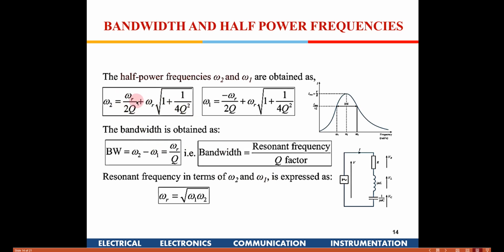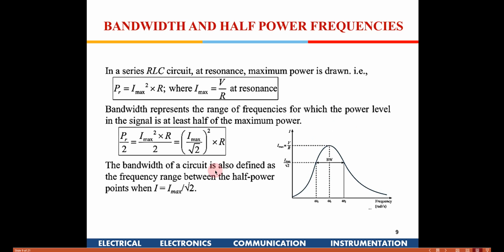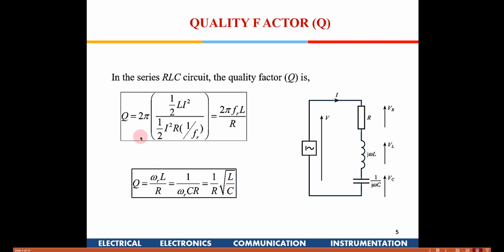This is again the same, and it is written out here. So these are the formulas to compute omega 2 and omega 1. So the bandwidth will be omega 2 minus omega 1, which is also given by omega r divided by Q. If you are not specifically told to compute omega 2 and omega 1, then the question is pretty simple. Omega r can be found out by this equation, right?